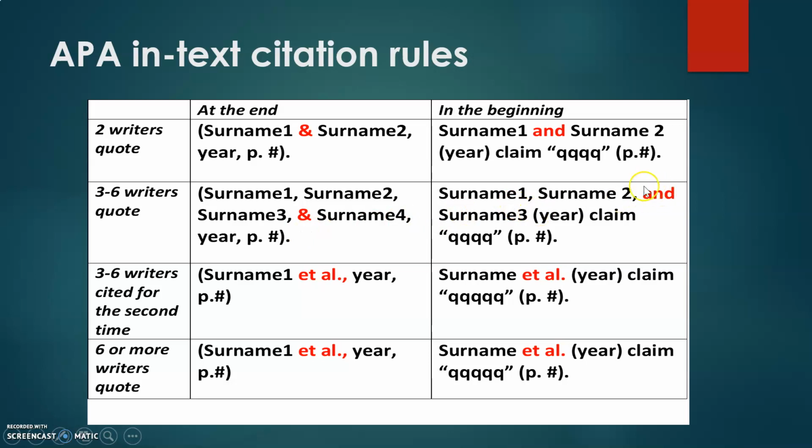The rule is the same. When you give the source information at the beginning of your sentence, you're not using an ampersand. Instead, you use the word "and", and this is how you do it.